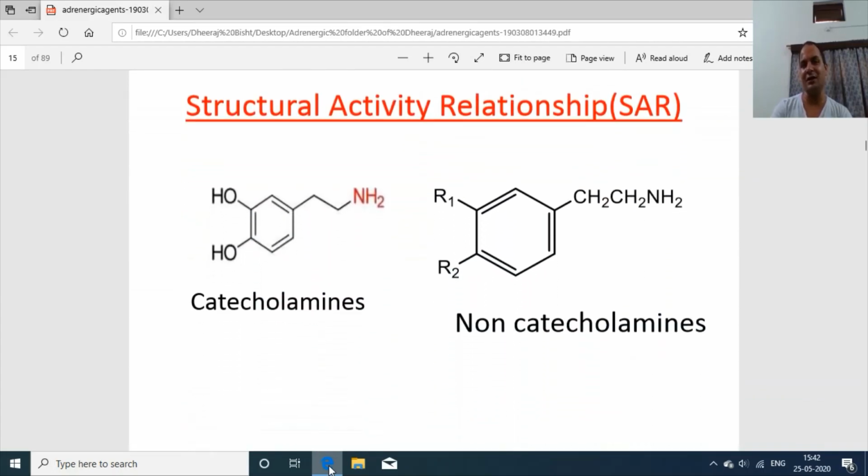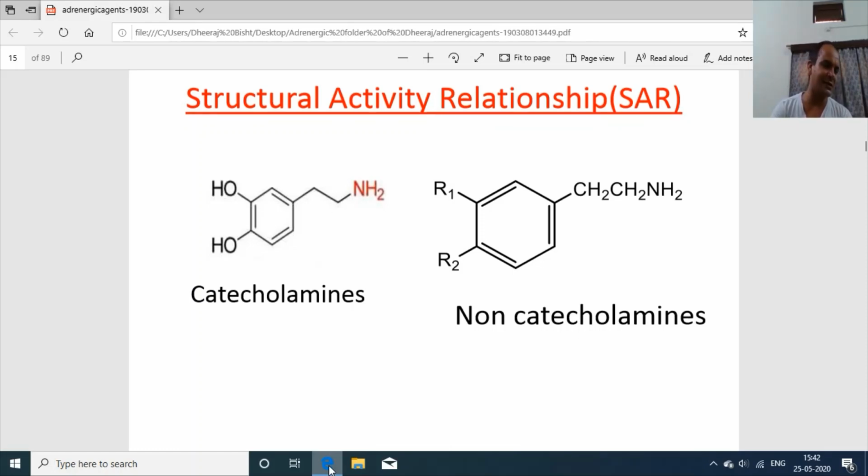Now we come to the important thing, that is the structure activity relationship of these adrenergic drugs. These adrenergic drugs are categorized into two categories, the catecholamines and the non-catecholamines. So it is clearly understood from this screen. In catecholamines, there are two hydroxy groups present in the benzene. I already told you, if two hydroxy groups are present in benzene, that is called the catechol, and this catechol is attached with the amino moiety. So this is the catechol plus amino moiety. This is called the catecholamines.